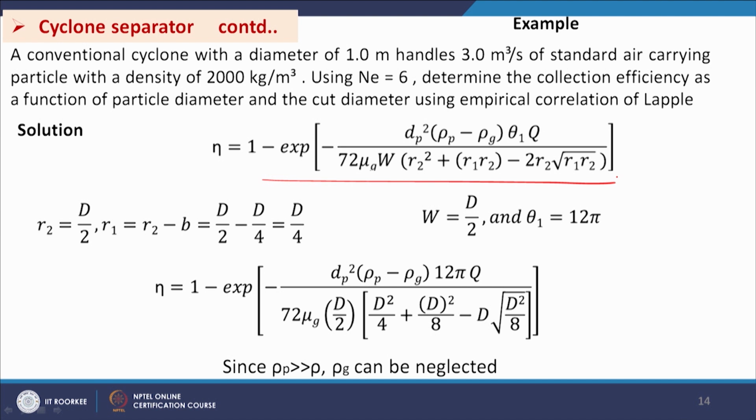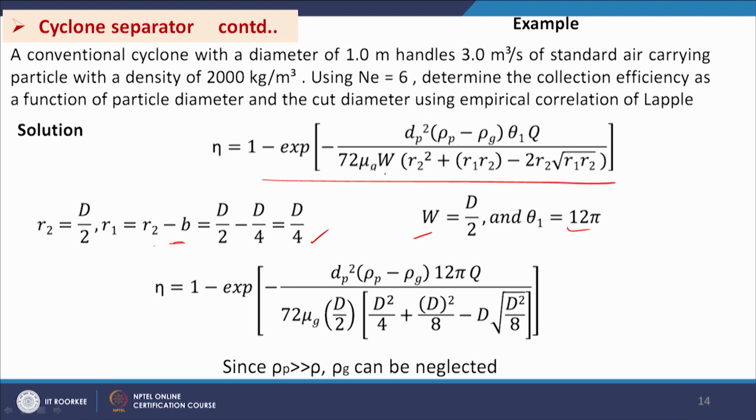discussion which we have made on typical dimensions of different parts of the cyclone separator, we can say r 2 is equal to d by 2, where d is the diameter, and r 1 is equal to r 2 minus b, where b is equal to d by 4. So, r 1 is equal to d by 2 minus d by 4, that is equal to d by 4, and w is equal to height, that is d by 2, and theta 1 is equal to 6 times 2 pi, so 12 pi.